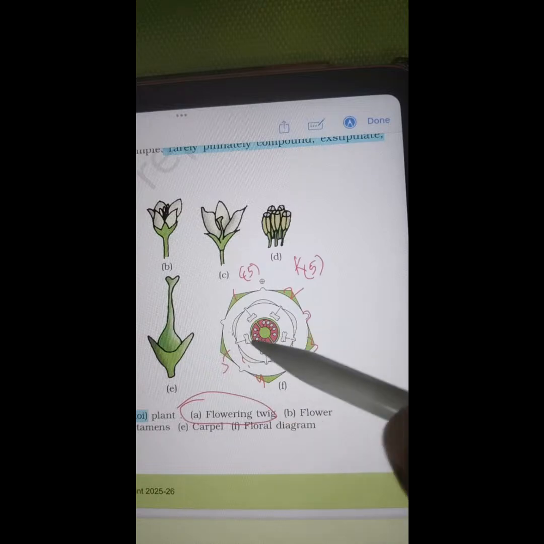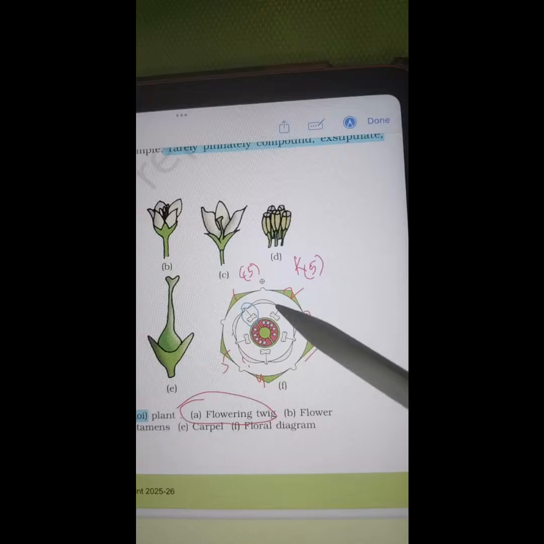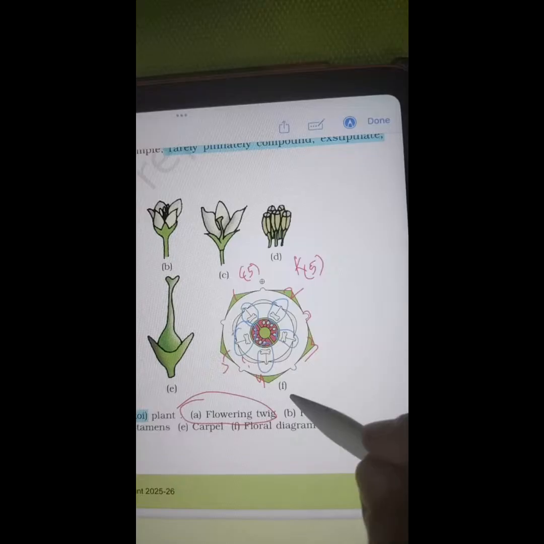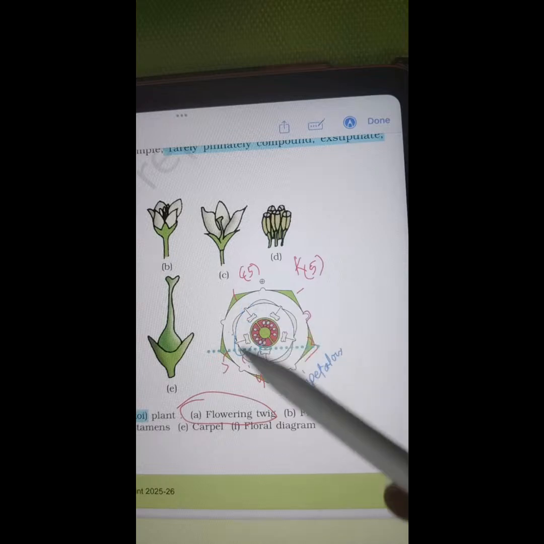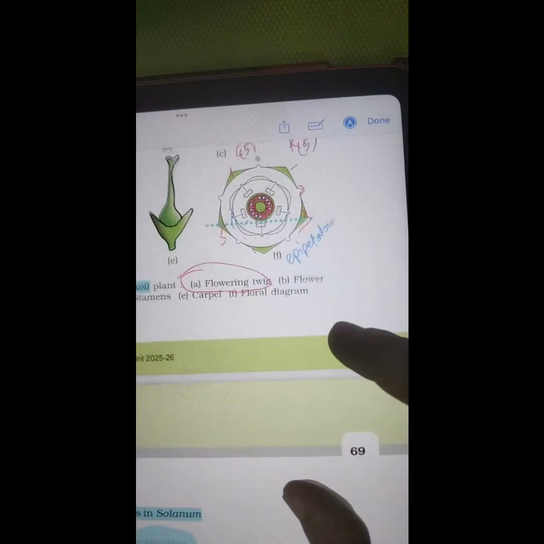Next important thing, see here, stamen number 1, 2, 3, 4, and 5, and they have adhered to the petals, to the corolla, right? So this is epipetalous condition. I'll show you in the book how it is written. And in the center, how many carpels are there? Bicarpellary condition is there. I'll show you how it has to be written.